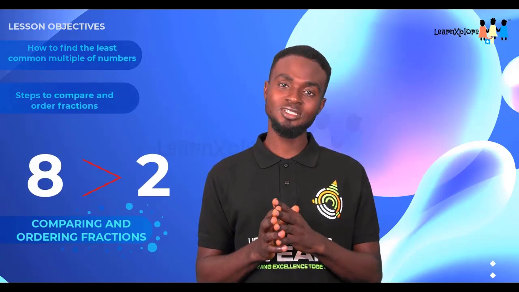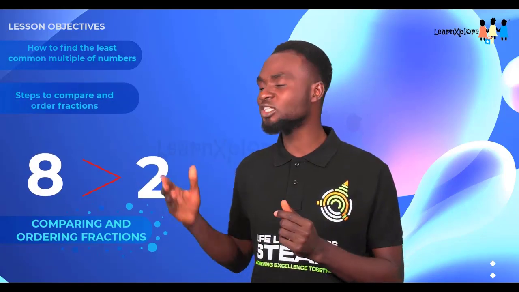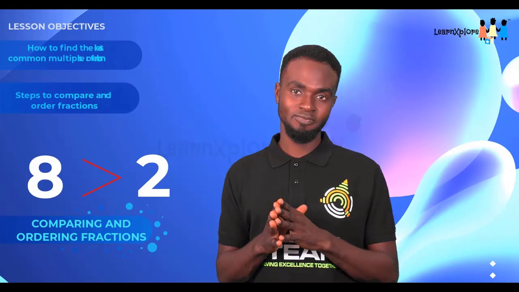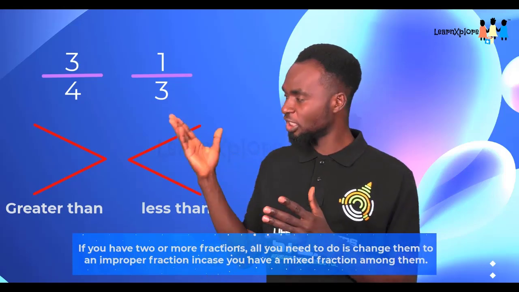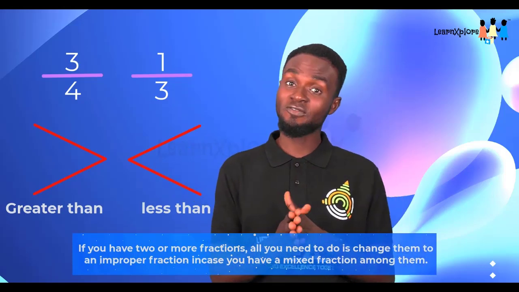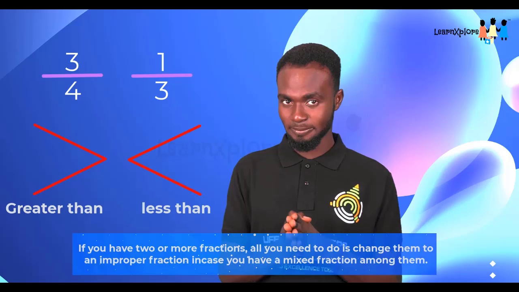But for fractions, it's not easy to identify which fraction is greater than the other. For example, if you have 3 over 4 and 1 over 3, how will you know which fraction is greater than the other? Mathematics has created a method that will help you to identify which fraction is greater or lesser than the other. So if you have 2 or more fractions, all you need to do is change them to improper fractions in case you have a mixed fraction among them.